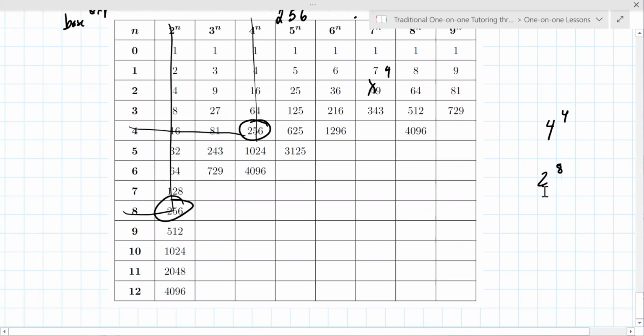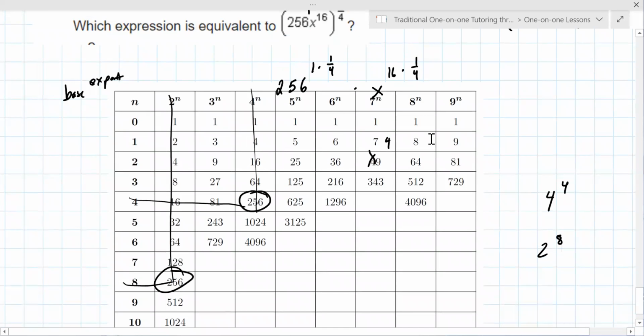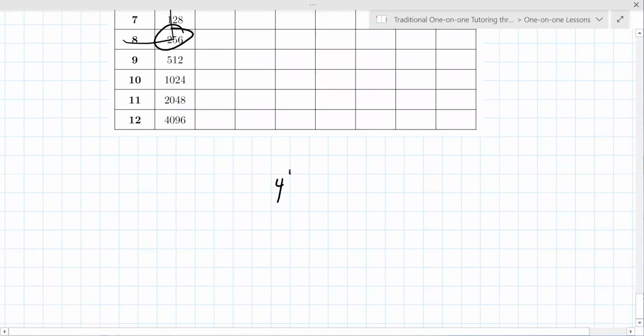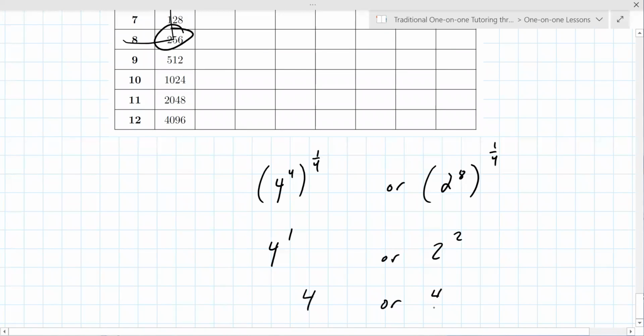Right. And which one is it? Well, it depends, right? Actually, either one would work here, because it's 256. So it's either 4 to the 4th to the power of 1/4, or it's 2 to the 8th to the 1/4. And both of these work out nicely. You see that they're both 4. And that was true in the previous problem. They were the same, even though they were presented differently. They were exactly the same numerical value.